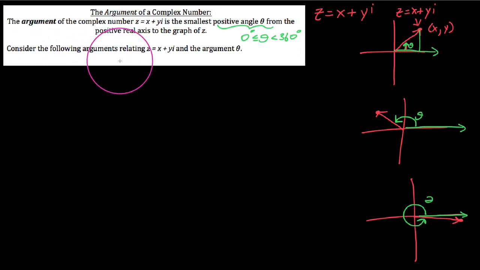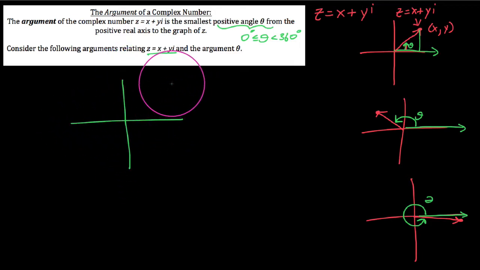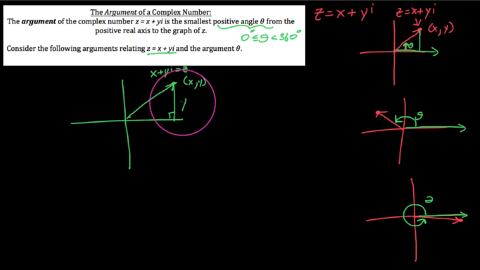So I say let's consider the following arguments relating this number z equals x plus yi and the argument theta. But I would be willing to go so far as to say this, given any number x plus yi, we could say this could be our x plus yi here. We say this is some point xy that corresponds to this number x plus yi, which is some z. We say we could drop down in altitude, and we would say that we know this is y, we know this is x, and we know that this is some distance r here. But essentially the argument would be this thing right here.